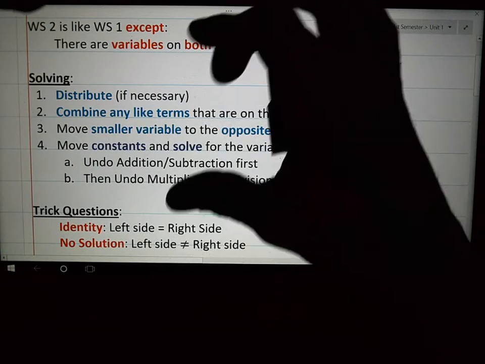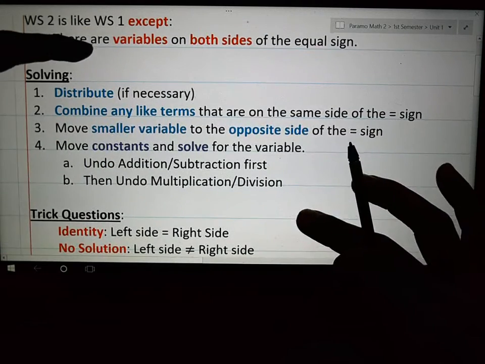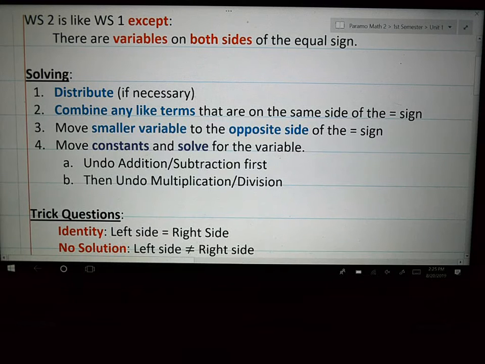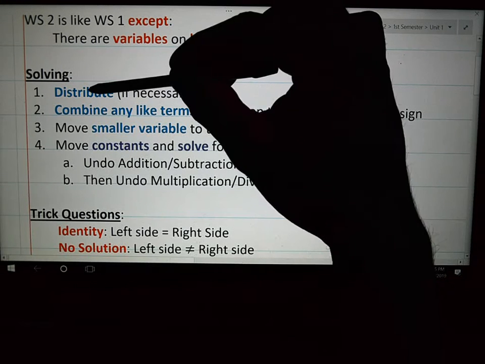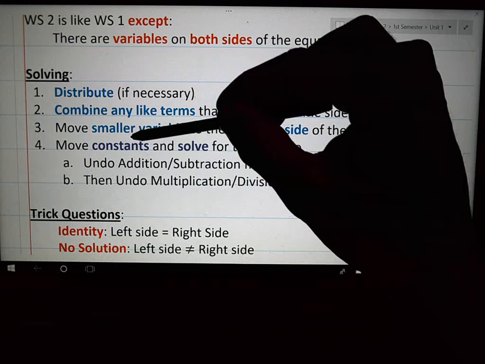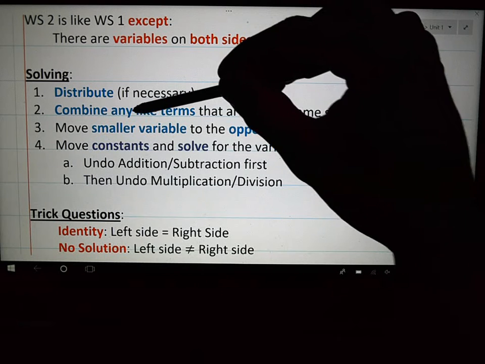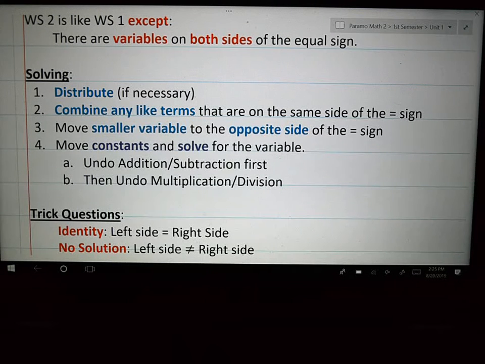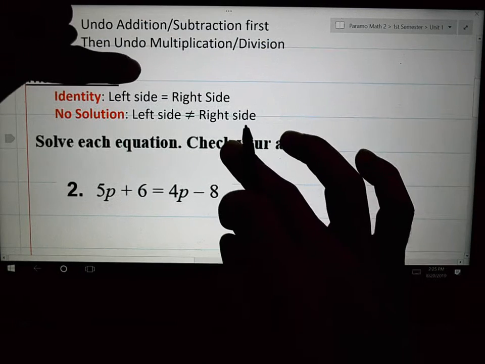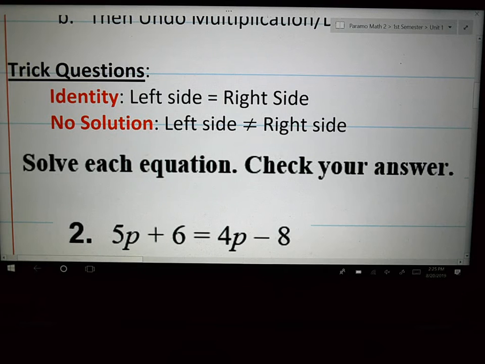I think that is why I came up with these 4 steps instead of the same 4 steps that we did before. Sometimes we're going to have to do this first and then that second and that third. Sometimes we don't do 1 or 2. We just go right to number 3. You'll see. The only other thing that is new on worksheet 2 are these tricky questions.